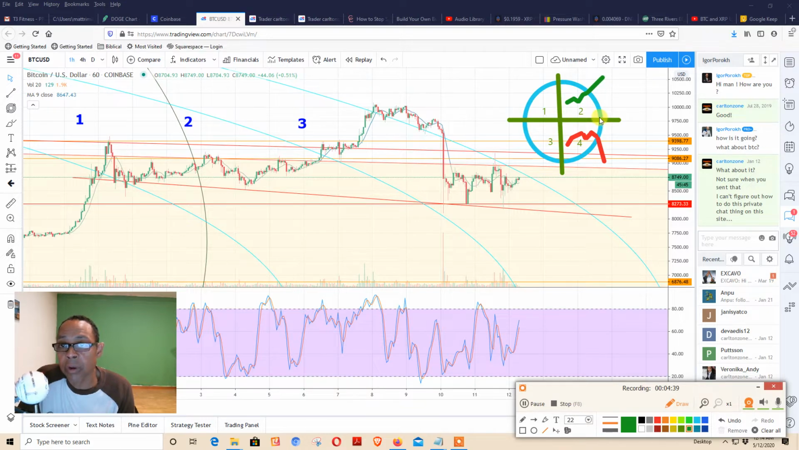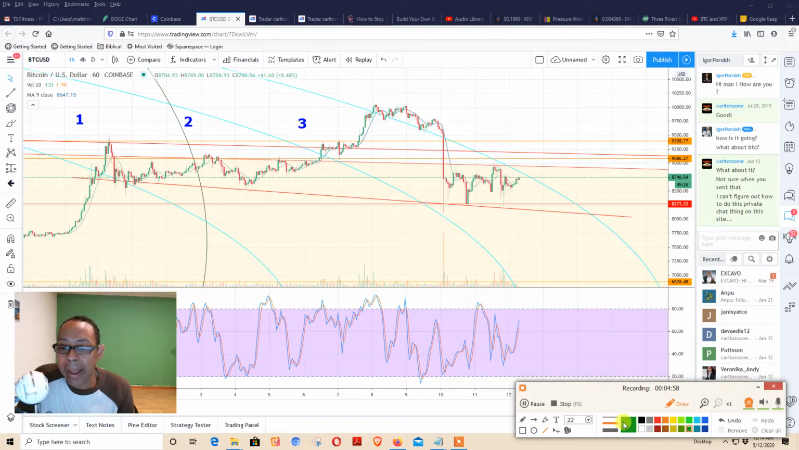But this does not work if you're in a general downtrend like we are in. But if this was within an upswing, within an upward trading channel, you usually break out of quadrant 2 in the positive. It's very strange. So let's clear that and get back to the topic.